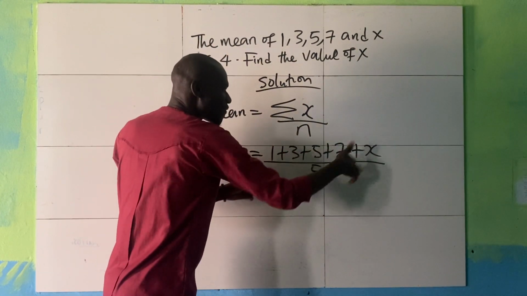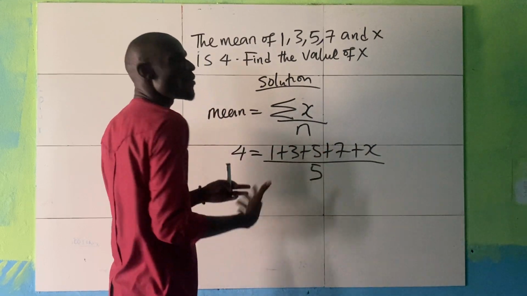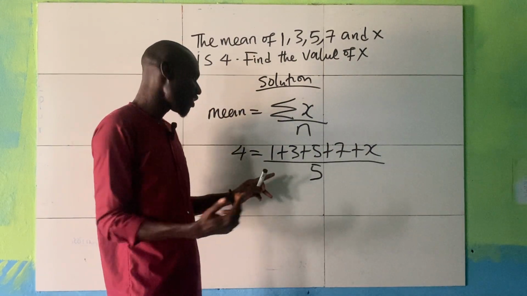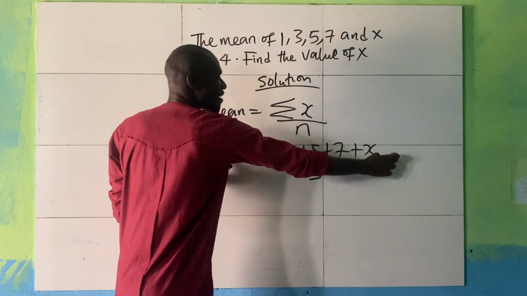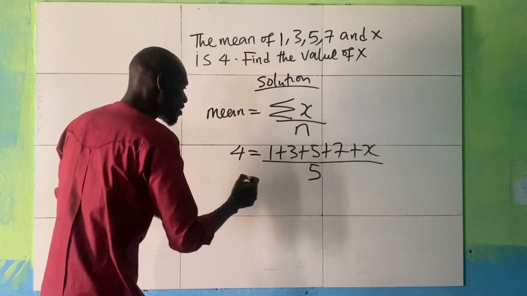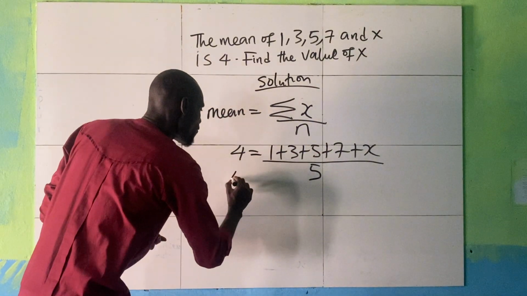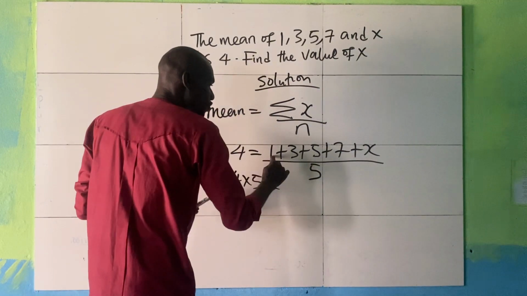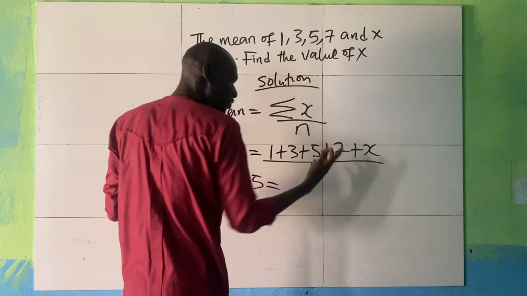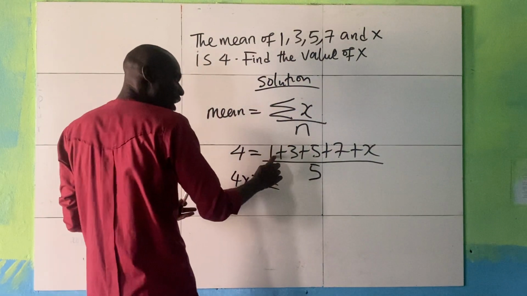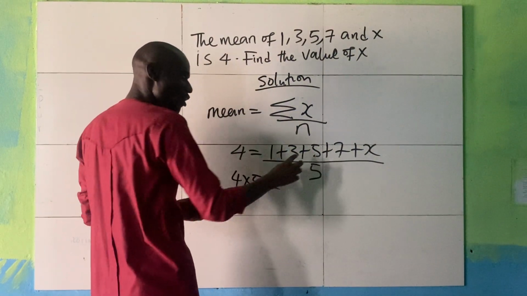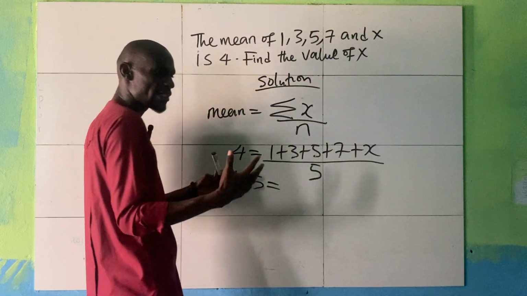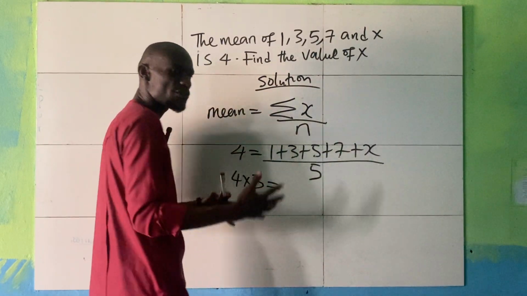In order to remove this fraction, we have to multiply both sides by 5. If we do that, 5 will multiply here and 5 will multiply here. So what we will now have is 4 times 5 equal to the sum of all these numbers here, which will give us 16. Now let us prove it. 1 plus 3 is 4, plus 5 is what? 9, plus 7 is 16.